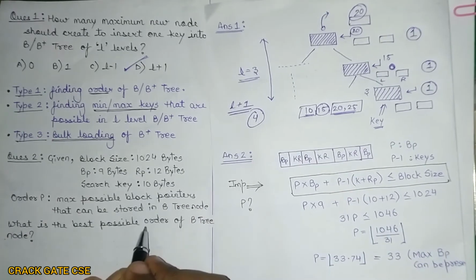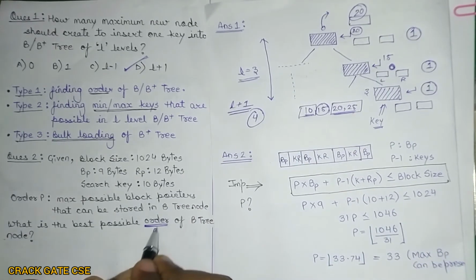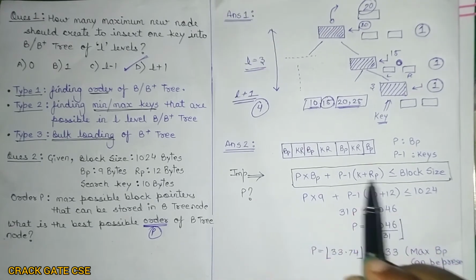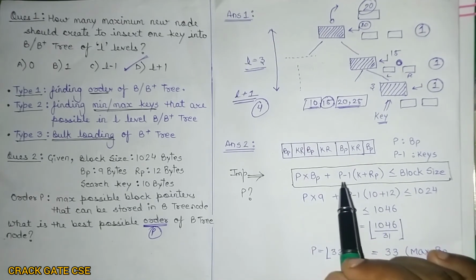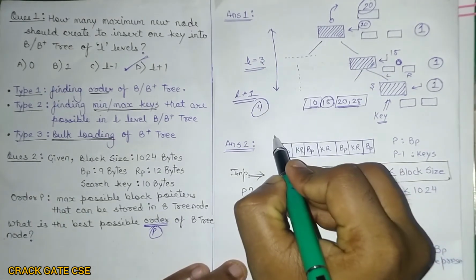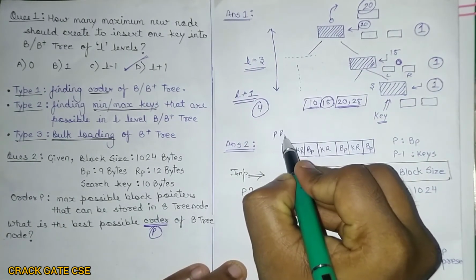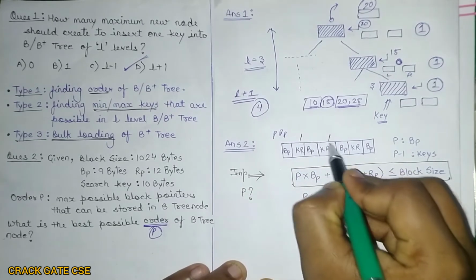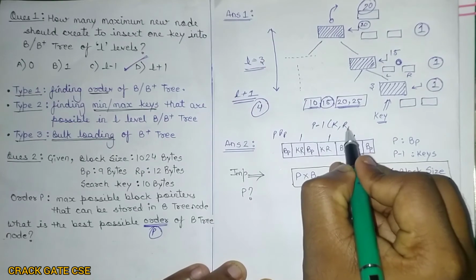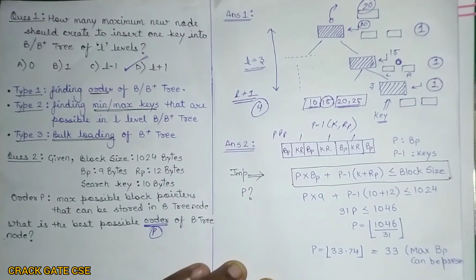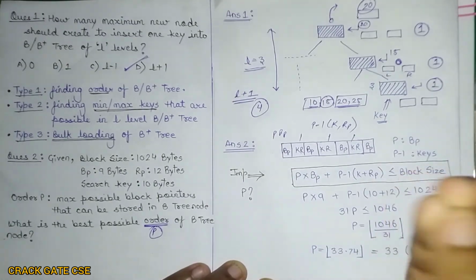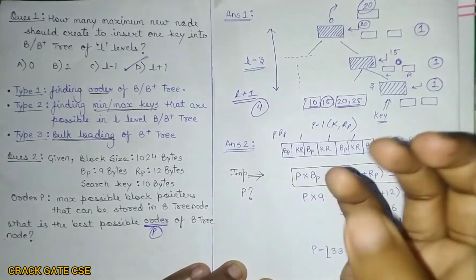That means order is nothing but P, so we have to find the value of P. How can we find it? We know the general structure of a node in a B tree. In a B tree we will have P block pointers and P minus 1 key record pointer pairs, right? On the basis of this information we can create a formula.